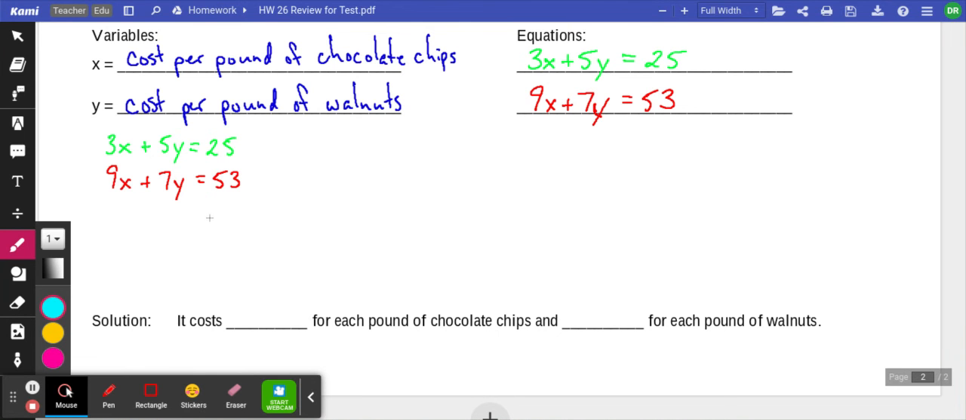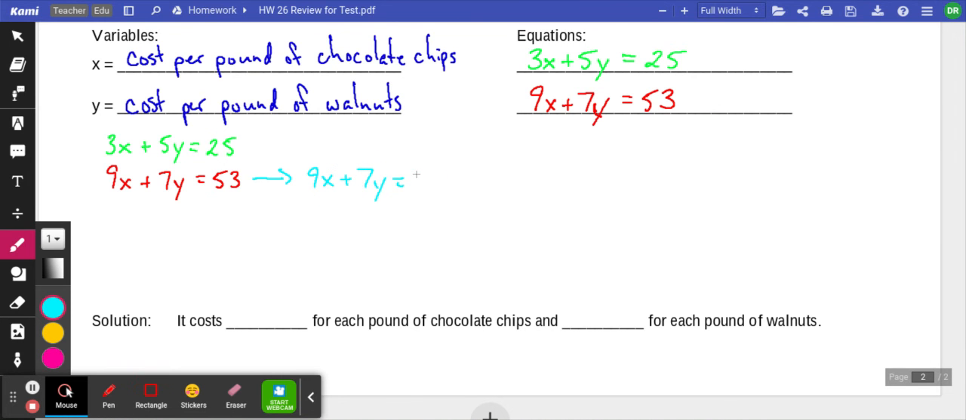For elimination, we're trying to get some things to cancel. We compare our coefficients. Do 3 and 9 work better than maybe 5 and 7? There's no wrong answer here. We just need a positive of a value and a negative of that same value in order to cancel. I like the x's here because 3 goes into 9. So if I just keep the bottom equation the same, don't change it at all.